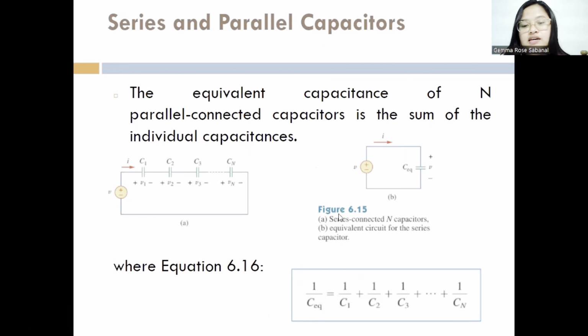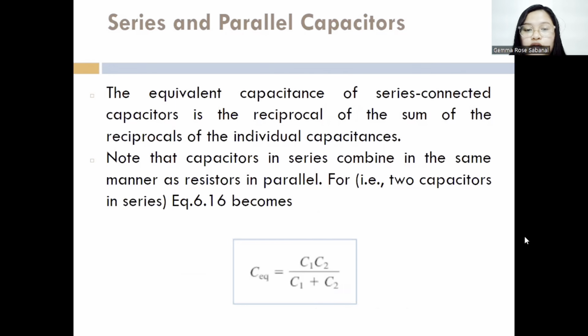Figure A is a series connected n capacitors, and B is the equivalent circuit of the series capacitors, where 1 over C equivalent is equal to 1 over C1 plus 1 over C2 plus 1 over C3 plus ... 1 over Cn. The equivalent capacitance of the series connected capacitors is the reciprocal of the sum of the reciprocals of the individual capacitances.